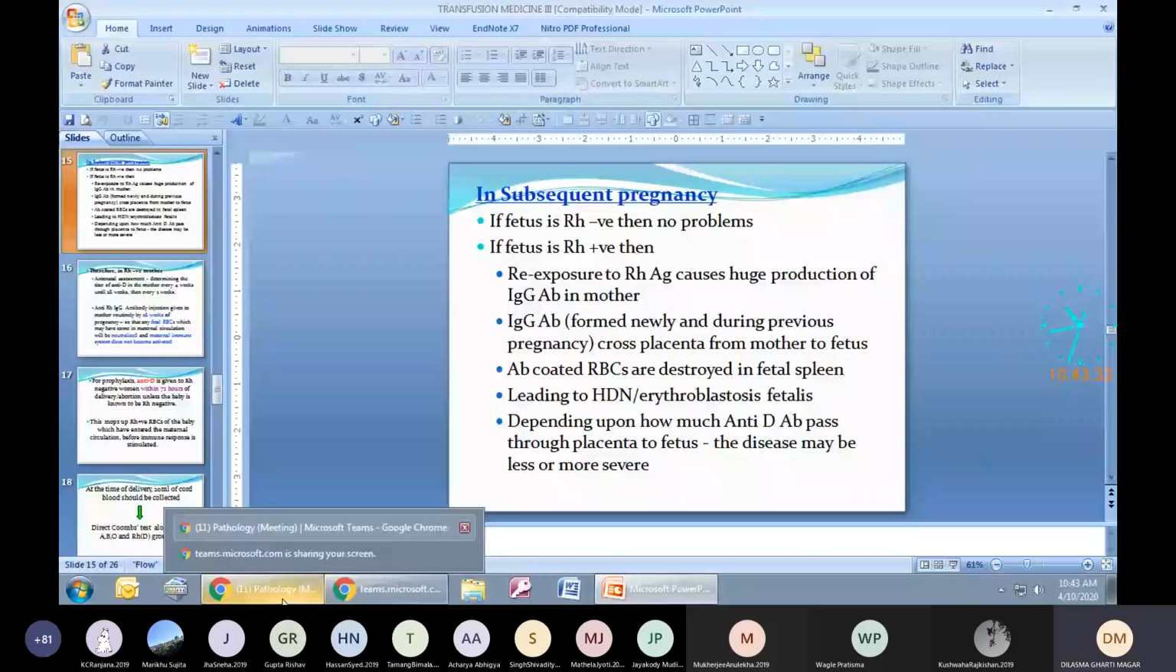You wanted to say re-exposure. Re-exposure basically, what happens in the subsequent pregnancies, I told you, isn't it? The second baby is also Rh positive. Again, during the delivery, the D antigen will go to the mother, so it will lead to more and more formation of anti-D antibodies. Finally it will go to the fetus, and the first baby may be alive, but the second and then the third baby becomes more and more severe. Understood?